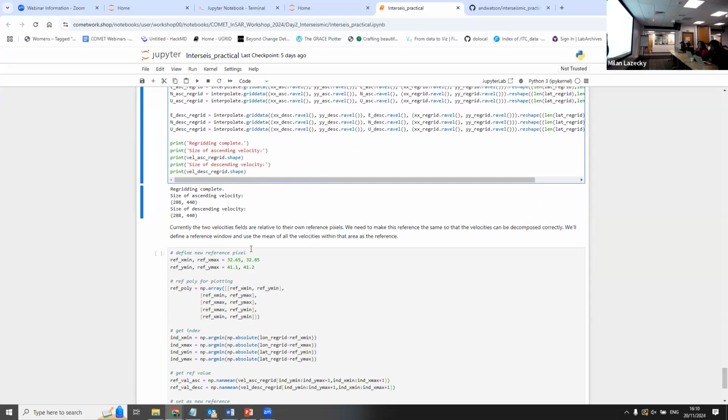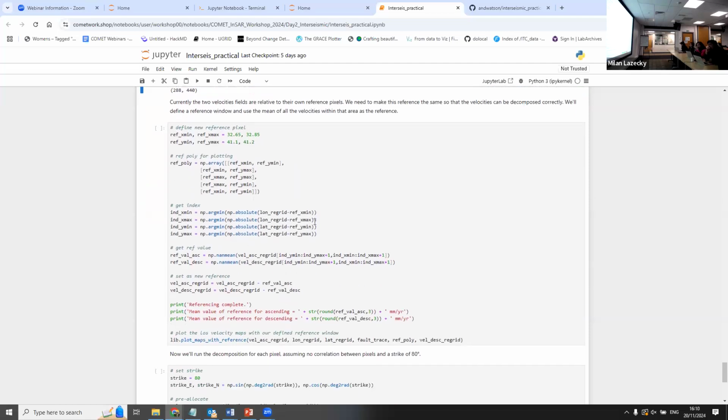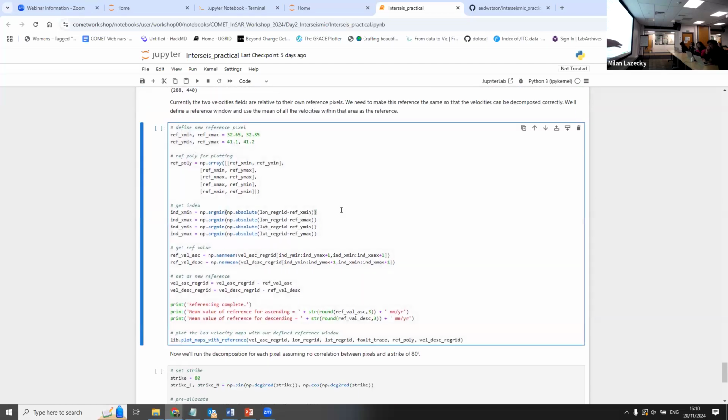After that, there's another problem. You can see that if you get your velocities from LiCSBAS, then the two velocity fields are relative to their own reference pixels. So you should make sure that the two velocities are under the same reference system. To do this, for real practice, we can choose the GPS velocities to be the reference velocities and reference the InSAR velocities to the GPS velocities.